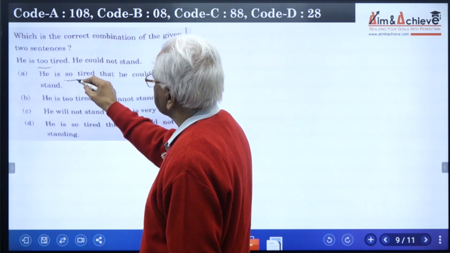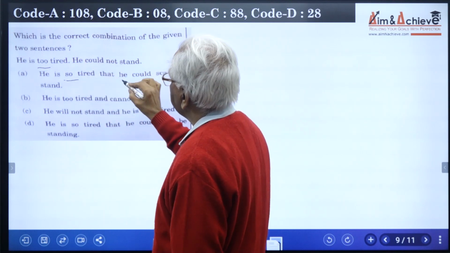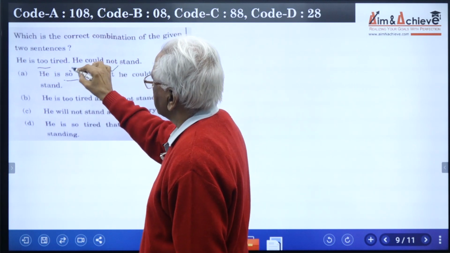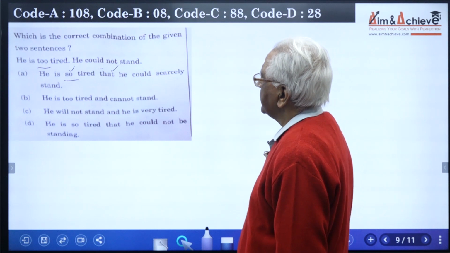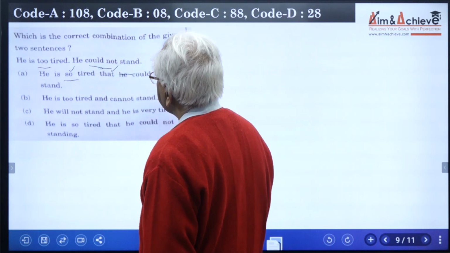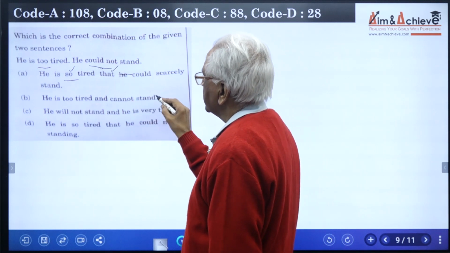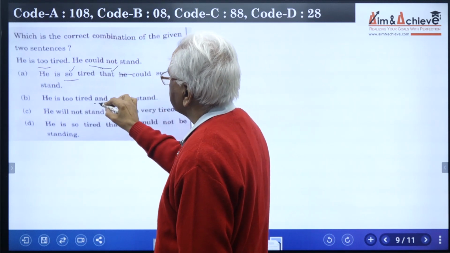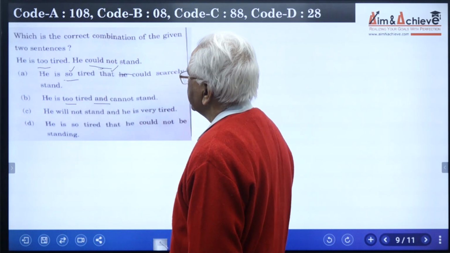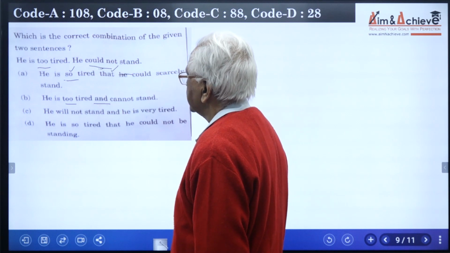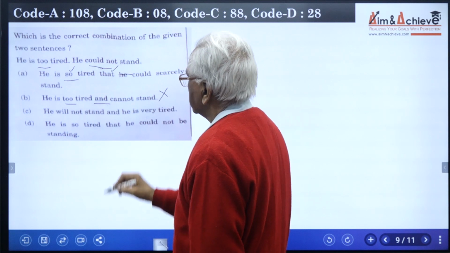Option A: He is so tired that he could scarcely stand. So is combined with that. There is nothing wrong with this combination, and scarcely means he could barely stand. He could not stand. Scarcely is a negative adverb which conveys the same sense. Option B: He is too tired and cannot stand. So we don't say "and", we say "to". If it is possible to correct the sentence, he is too tired to stand. That is possible. But as it is, the sentence is wrong.